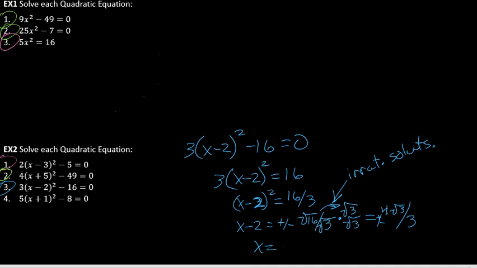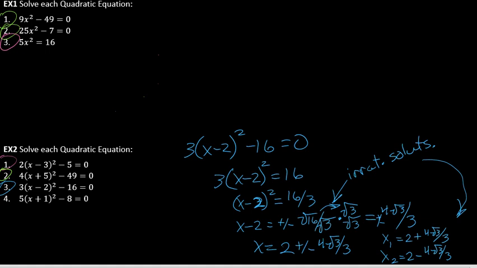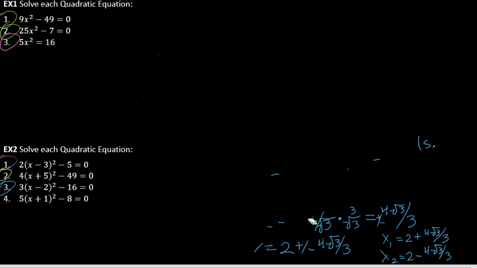That's going to give me x is equal to positive 2 plus or minus 4 square root of 3 over 3. So my two solutions, x1 is equal to 2 plus 4 square root of 3 over 3, and x2 is equal to 2 minus 4 square root of 3 over 3. And these would be my irrational solutions. Again, they're irrational because of what happened here, right? I had to rationalize, so that meant my solutions were irrational. Okay, and one more example.